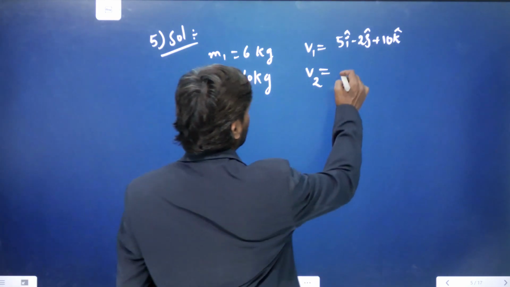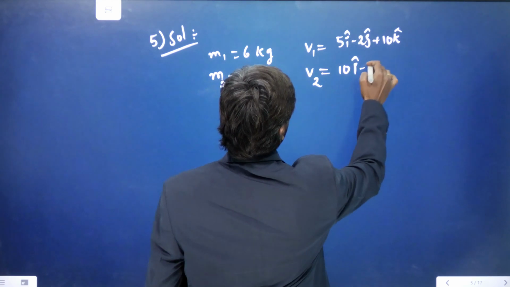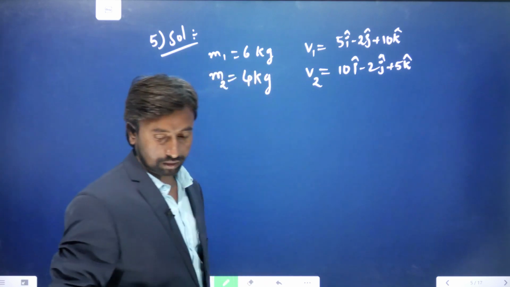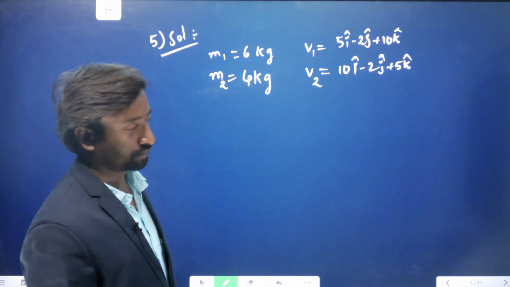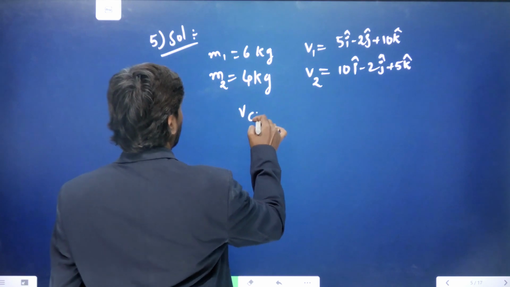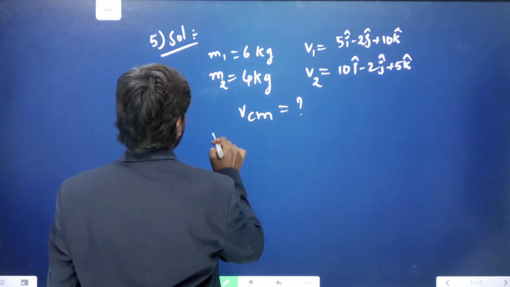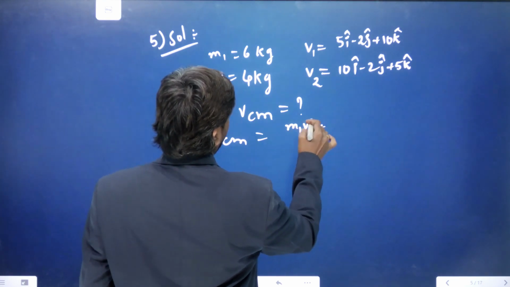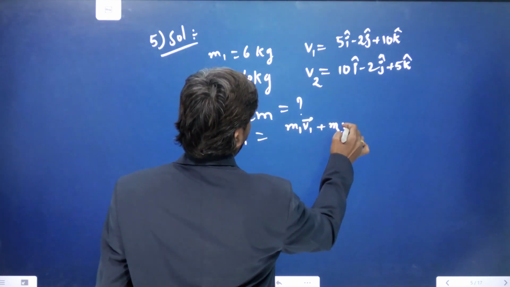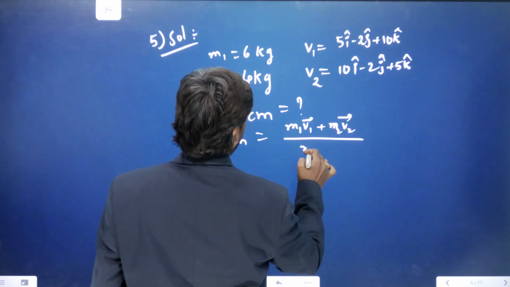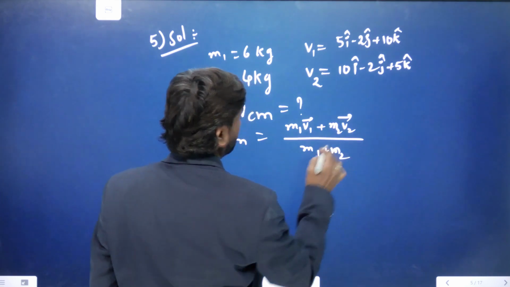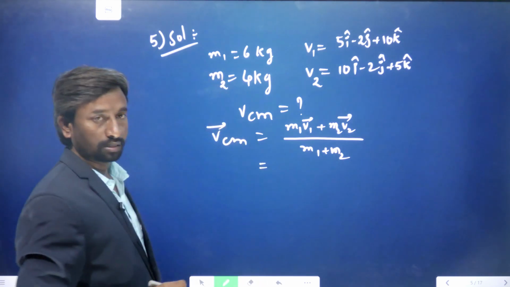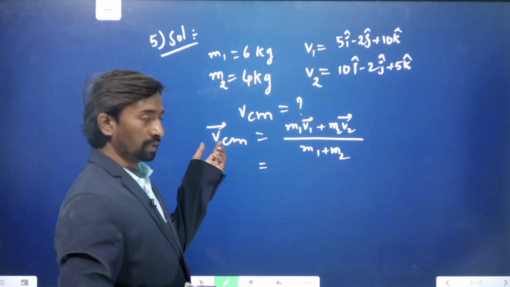v1 and v2 vectors you should write there: 10 i cap minus 2 j cap plus 5 k cap, and 5 i cap minus 2 j cap plus 10 k cap respectively. Then velocity of center of mass, they are asking there. The velocity of center of mass formula we know: m1 v1 bar plus m2 v2 bar divided by m1 plus m2. So we will get the velocity of the center of mass vector here.